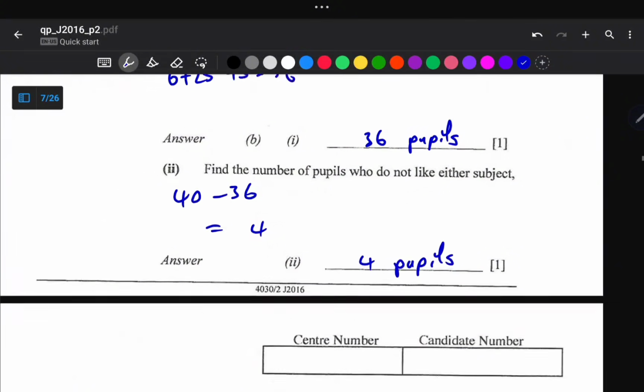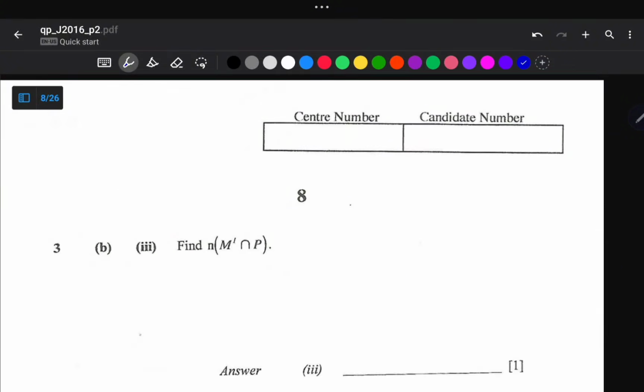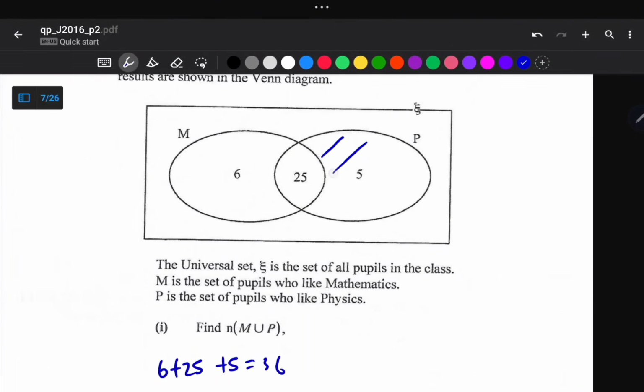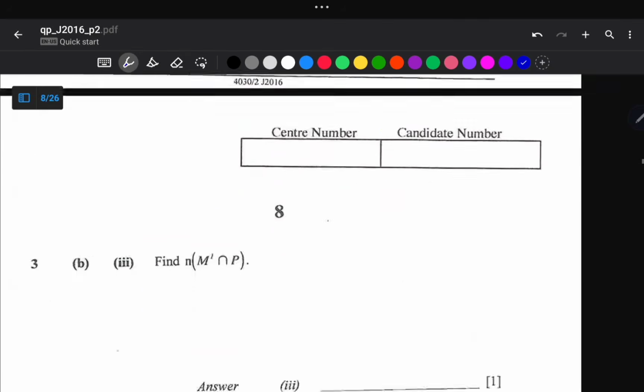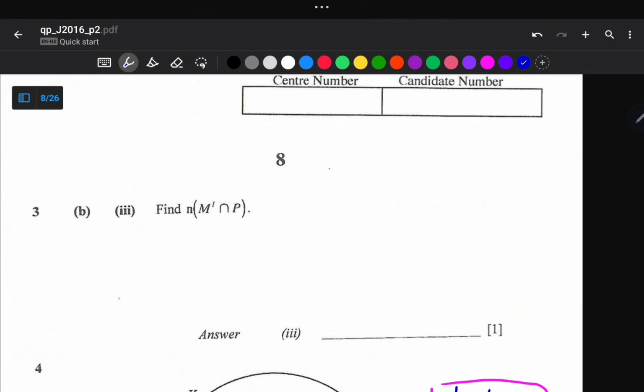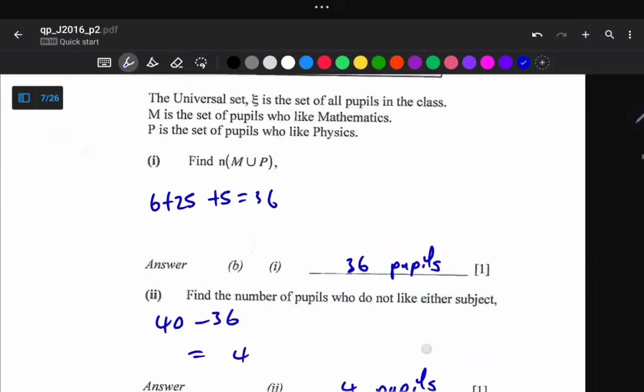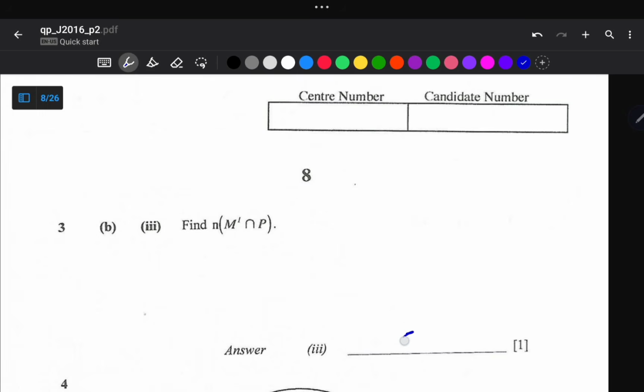Okay, and let us move on to the last part of the question, which says find the number of elements for M complement intersection with P. So this is this side, this shaded region. So the number of elements here, what is it? It's 5. So this gives us 5 pupils.